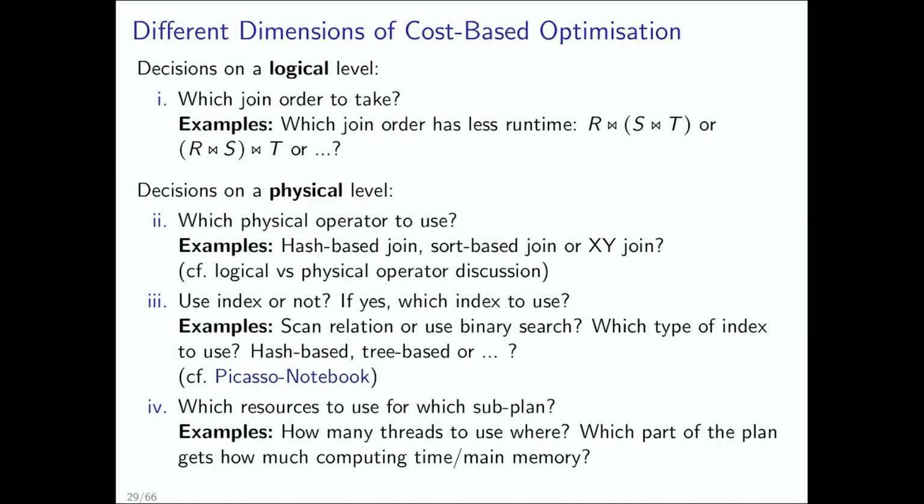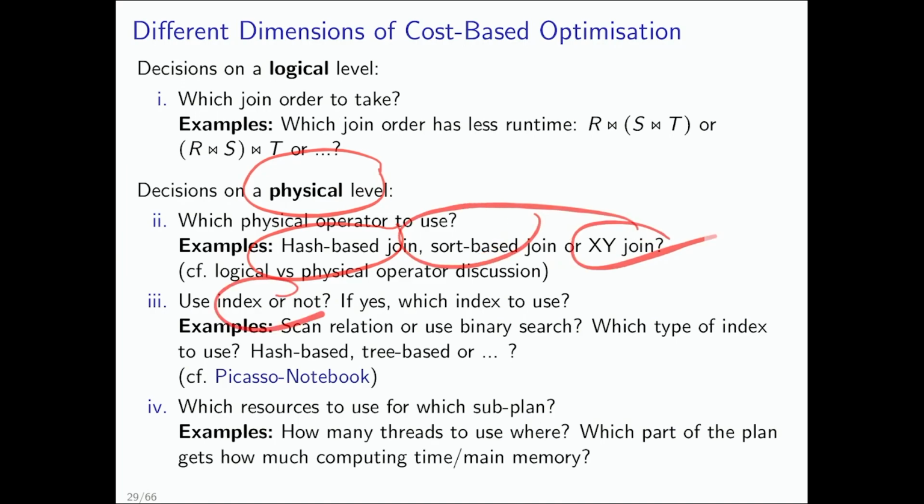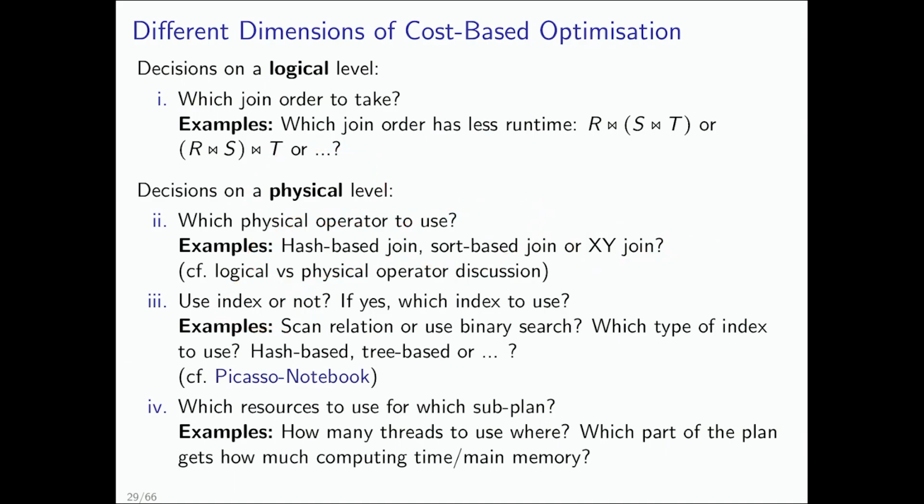Different dimensions of cost-based optimization. This is important. The join order we looked at, so which join order to take. Some join orders are cheaper than others, so we have to cost the different join orders. Then decisions at the physical level: which physical operator to use, like with the joins, is it a hash-based join or a sort-based join or whatever join? Should I use an index, yes or no? And again, recall, that's not so easy to decide.